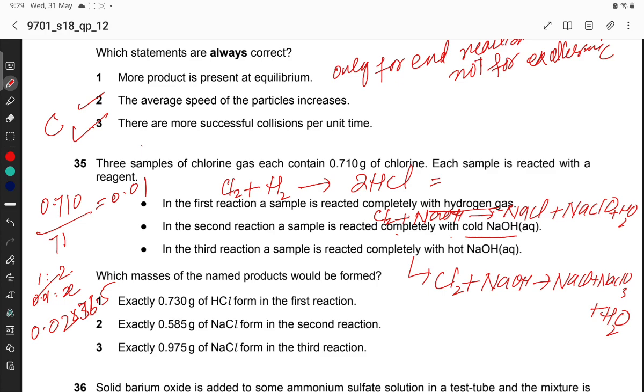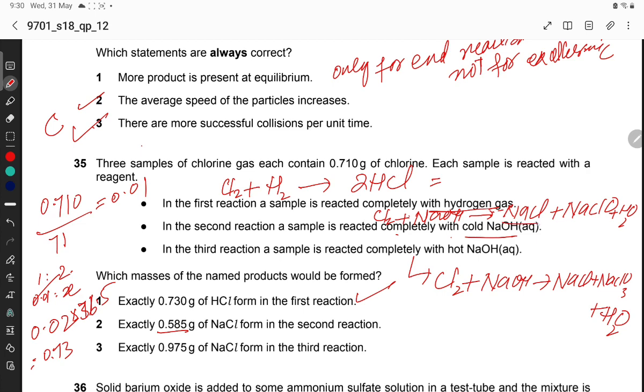The answer is 0.02 into 36.5, so 0.73 is the answer. This is the correct statement.